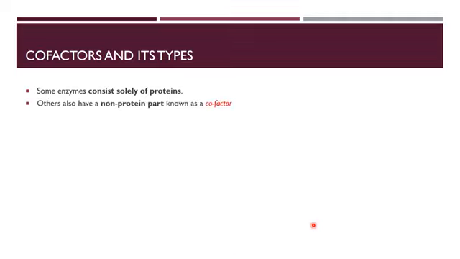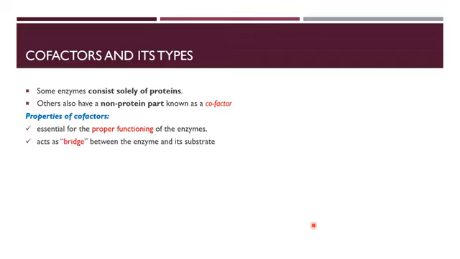Now the cofactors and their types. Mostly, enzymes are proteinic in nature, and these enzymes have a complete structure that is proteinic in nature. But some enzymes have non-protein parts that are known as cofactors. What are the properties of these cofactors? They are essential for the proper functioning of enzymes. They act as a bridge between the enzyme and its substrate. And they are a source of chemical energy.